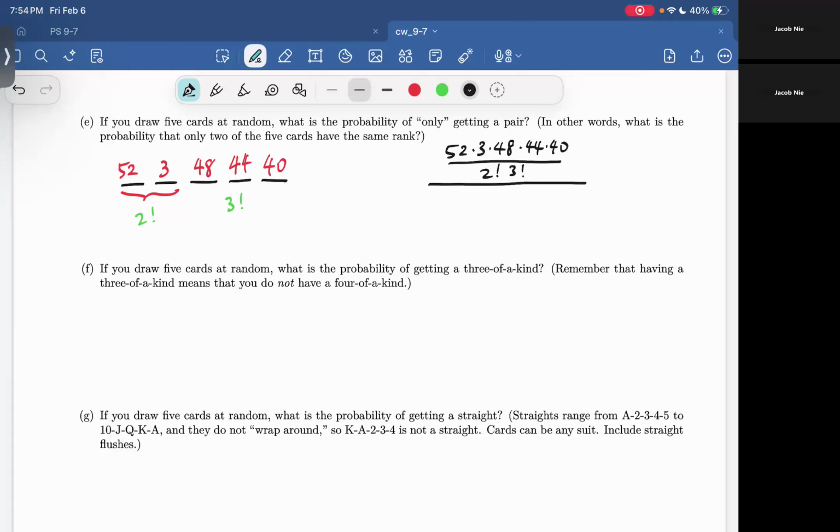And this is all over the total number of 5-card hands without order mattering, which is 52 times 51 times 50 times 49 times 48 divided by 5 factorial to account for the order not mattering. Okay, and so that will be my answer.